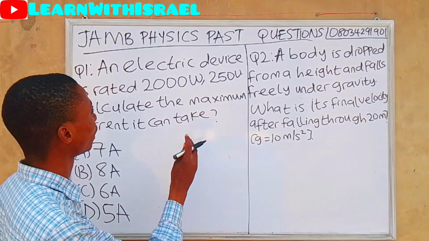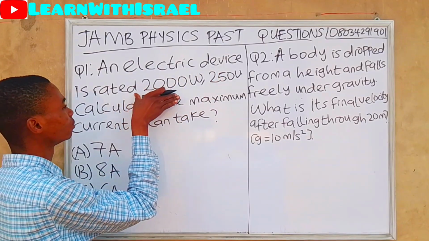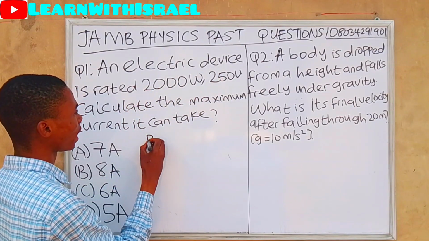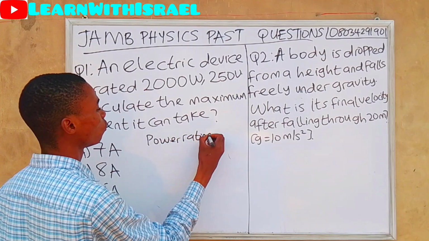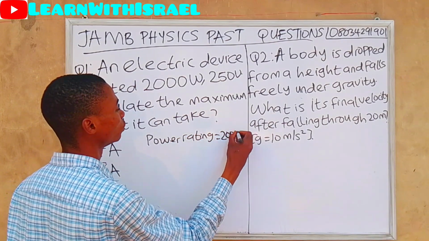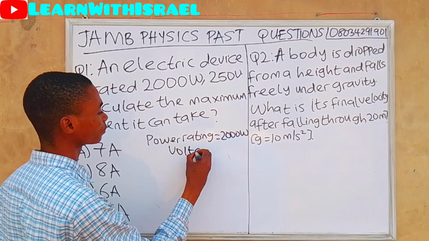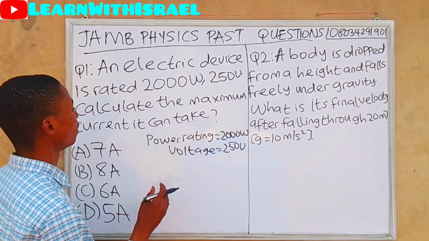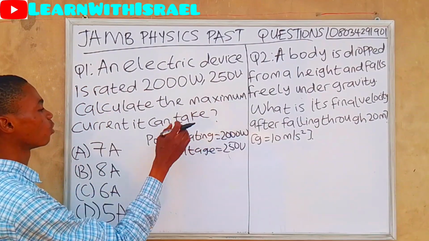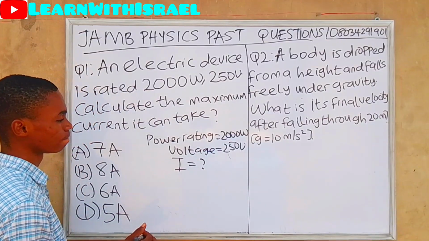The first thing is to write out our parameter. So an electric device is rated 2000 watts. So that means our power rating equals 2000 watts. Our voltage equals 250. Calculate the maximum current. So we are looking for our I, which is the current.